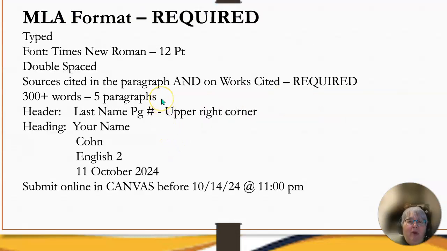MLA format will be required for the final copy. That means it will be typed in Times New Roman 12-point font. It must be double spaced. The sources must be cited in the paragraph and on the works cited. Otherwise, it's plagiarism and will receive a 0. It should be about 300 words or 5 paragraphs. You will need to have a header, and we will go through that next class. And then the heading. You will submit the final online in Canvas before midnight or 11 o'clock on Monday night.